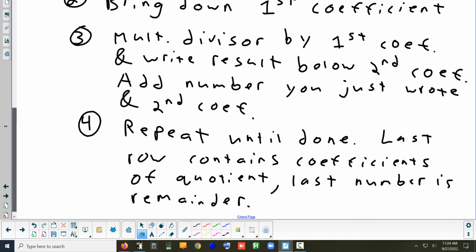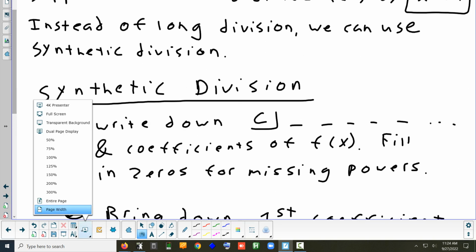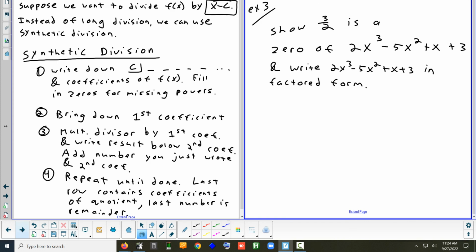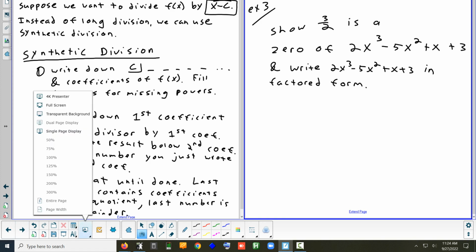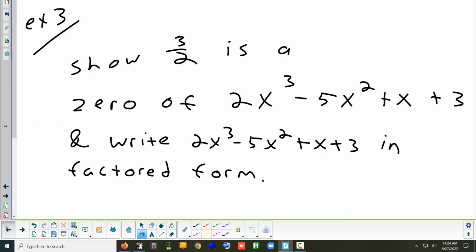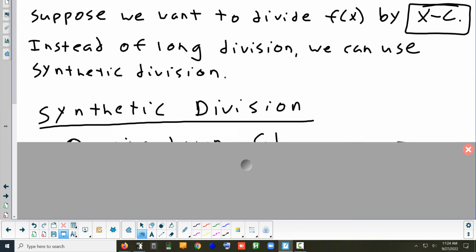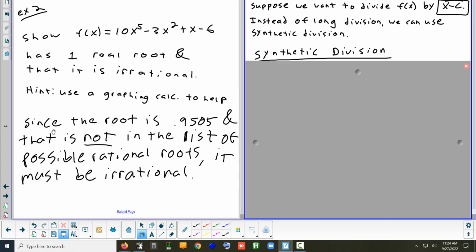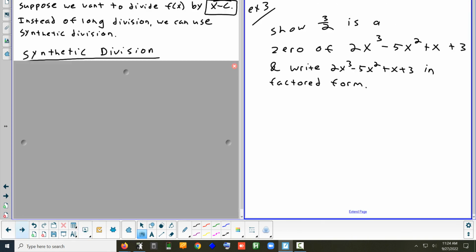Just want to see where I put the example. Okay, so I think what I'll do is this. Now, there's going to be lots of ways to show different things, like to show something as a root, to show something as a zero. I'm going to show you one way that is going to be helpful. We want to prove that 3/2 is a root of this.